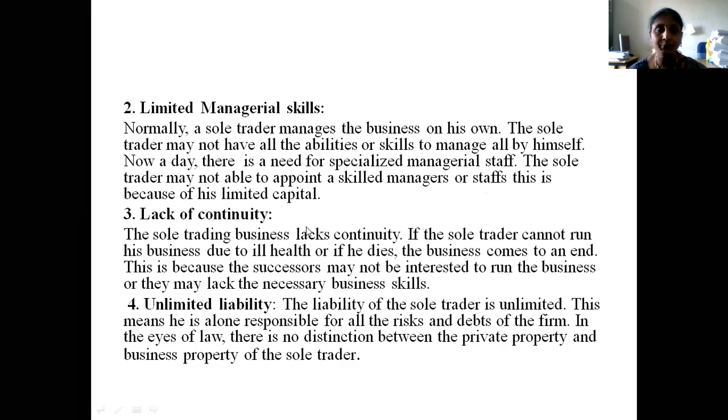Lack of continuity. What is lack of continuity? See here, in some cases some person has started that sole trade individual proprietary business. So he has come across a certain type of problems. Suddenly some health problems or health issues have occurred for himself.